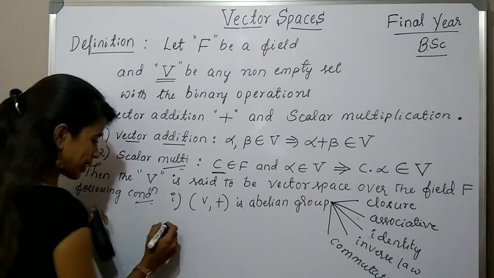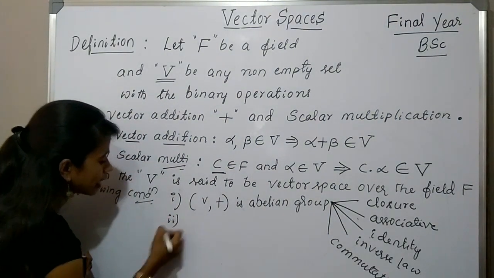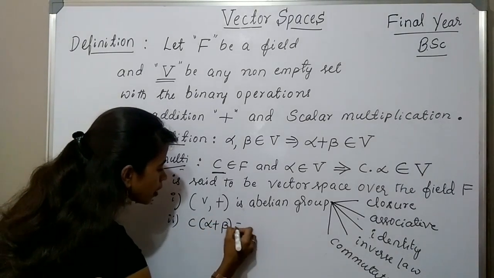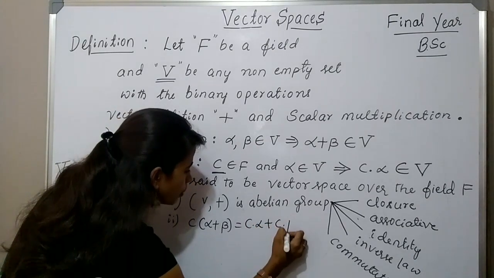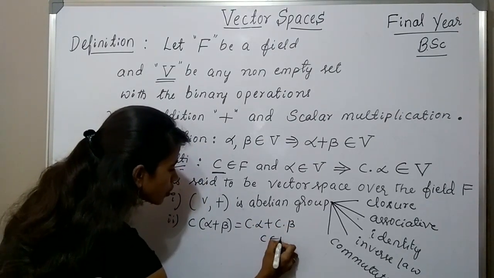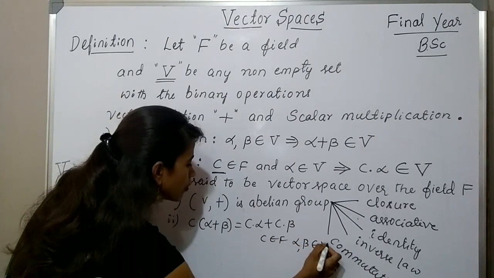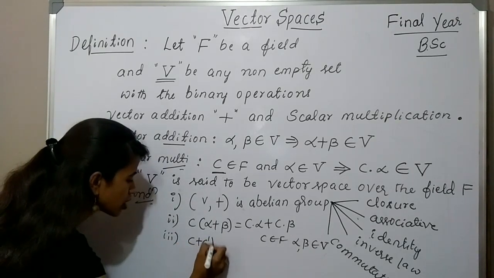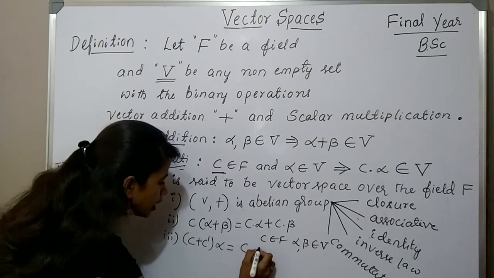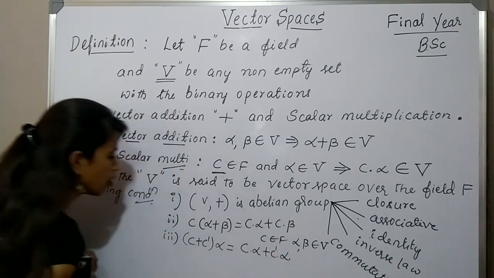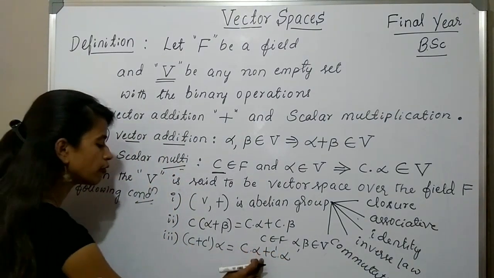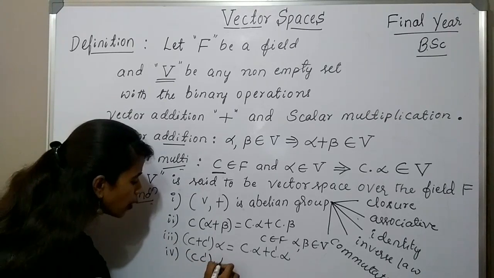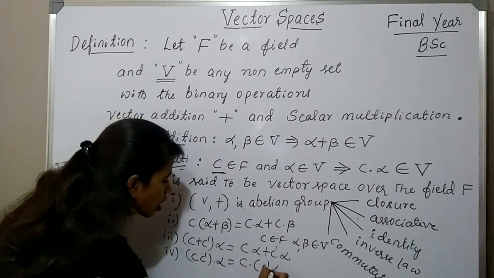So next, second condition is C into alpha plus beta is equal to C into alpha plus C into beta, where C belongs to F and alpha, beta belongs to the vector space V. Third condition, C plus C dash into alpha is equal to C into alpha plus C dash into alpha, for all C and C dash belongs to F and alpha belongs to V. Fourth one, C C dash into alpha is nothing but C dot C dash alpha.